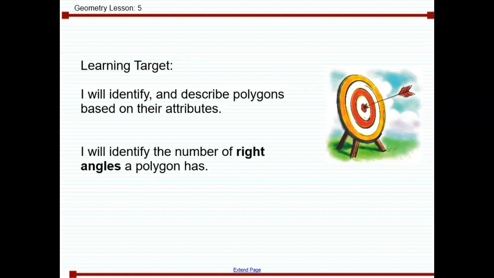By the end of our lesson today, you will be able to do two things. First, you will be able to identify and describe polygons based on their attributes or characteristics. Boys and girls, you will also be able to identify the number of right angles a polygon has.